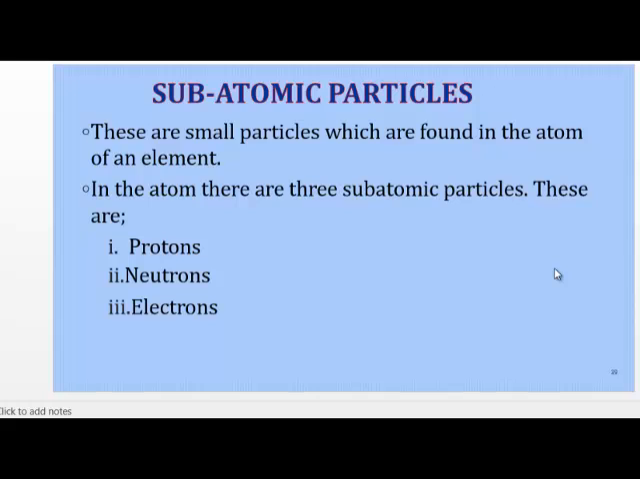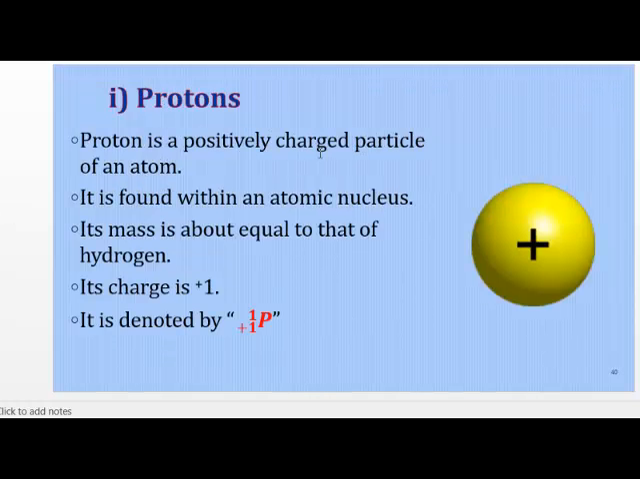We are going to see the meaning of each of those and where they are found in the atom. Starting with the proton. The proton is a positively charged particle of an atom. It means it has a positive charge, as you can see here, and it is found in the nucleus, together with the neutron.